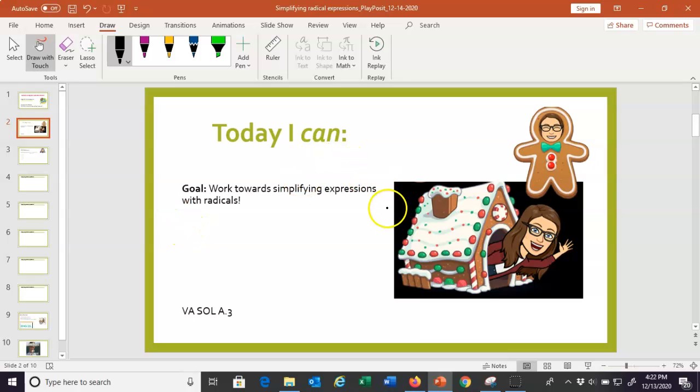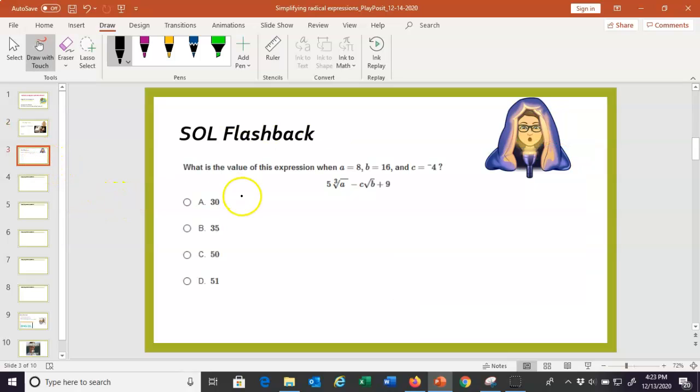I have a little sneak peek of the gingerbread assembly that we did on Friday. I'm going to show you guys in live class tomorrow the winners from each grade level. They were awesome.